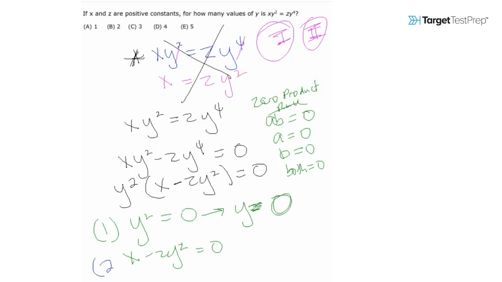Now, the second part here is a little bit challenging for students, but it's not hard. Just watch carefully. We're going to have to solve this for y. So what we can do is move the x to the right-hand side of the equation and then divide by z, and we'll say y squared is equal to x over z.